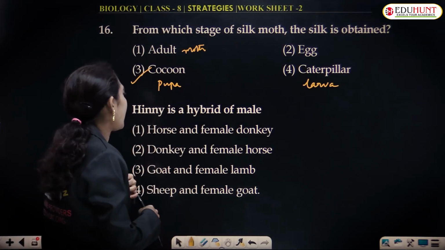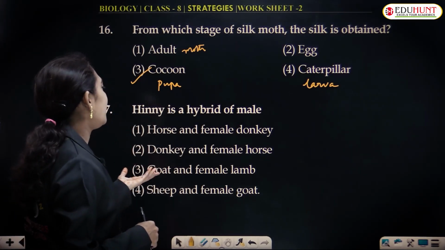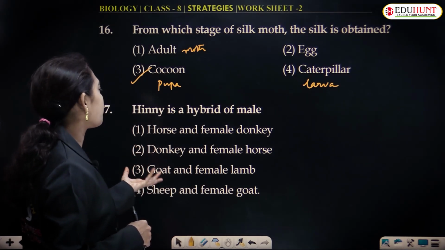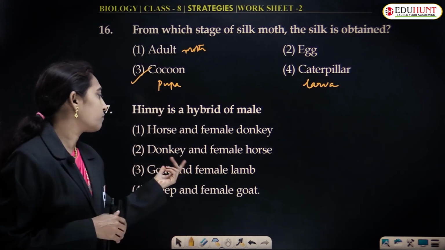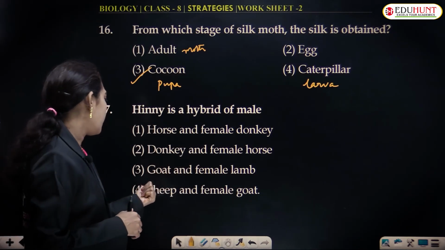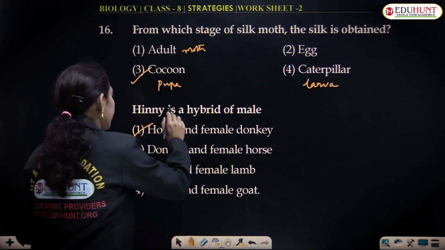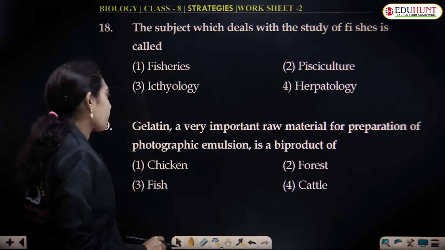Hinny is a hybrid of which? Male donkey and female horse, female donkey and male goat, female lamb and male sheep, or female goat? Which is the correct one? Male horse and female donkey.